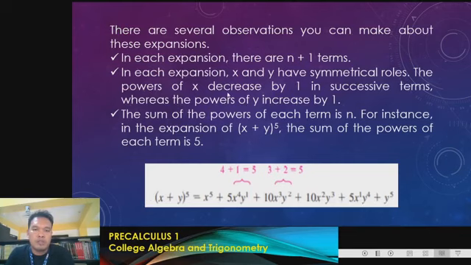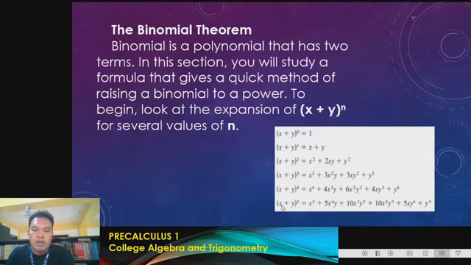So, the power of x decreases by 1 in successive terms, whereas the power of y increases by 1. So, napansin nyo dito sa quantity of x plus y raised to 5 is equivalent kay x to the 5th, 5x raised to 4 y. So, yung x natin nag-decrease ng 1, so yung exponent maging 4. Then, magkakaroon ng additional na y. Then, for the next term, we have x raised to 3, nag-decrease yung x natin, then yung y, nag-increase naman siya by 1, so naging y squared, and so on and so forth, no?